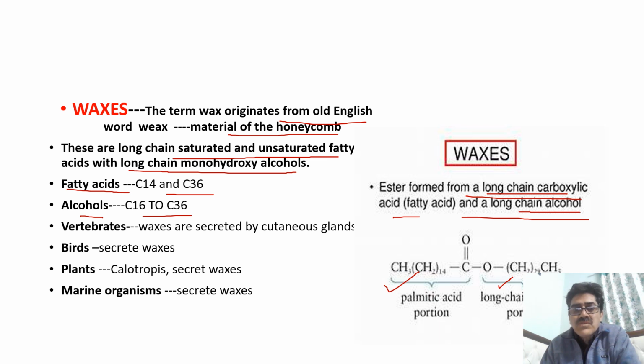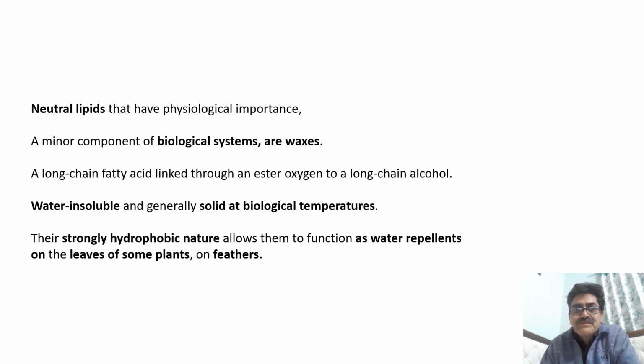Now we have so many waxes which you find among vertebrates. Vertebrates also secrete waxes from the cutaneous glands. Birds also secrete waxes. In plants you find certain secreted waxes. Calotropis is an example. In marine organisms also we find that they secrete some kind of waxes.